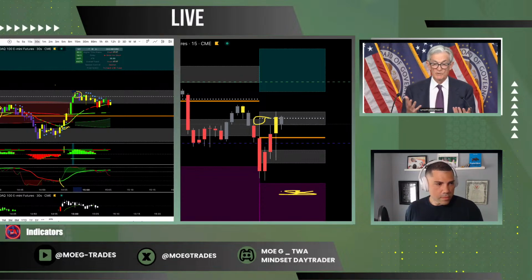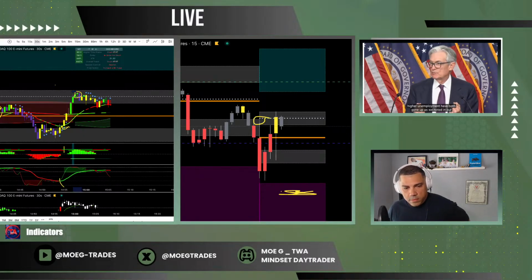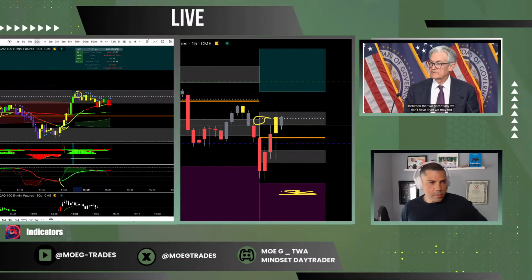Now we have a situation where the risks to higher inflation and higher unemployment have both gone up, as we noted in our statement. And we've got to monitor both of those. We actually have a potential situation where there may be a trade-off or tension between the two, potentially. We don't have it yet, and we may not have it, but that's what we have, and that's why I think it's a very different situation.